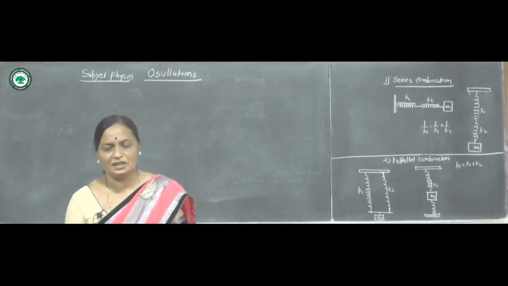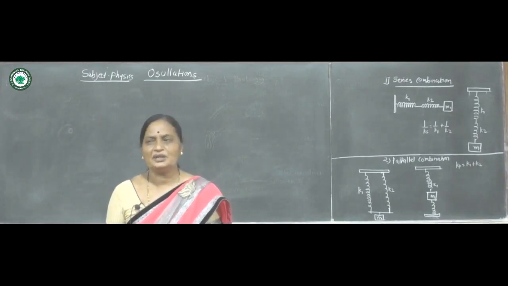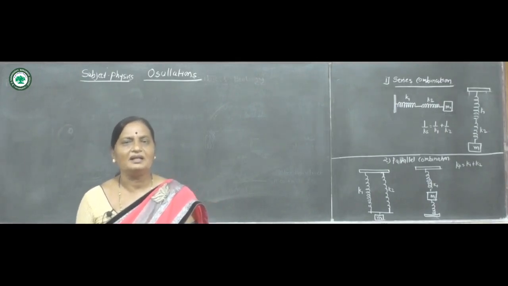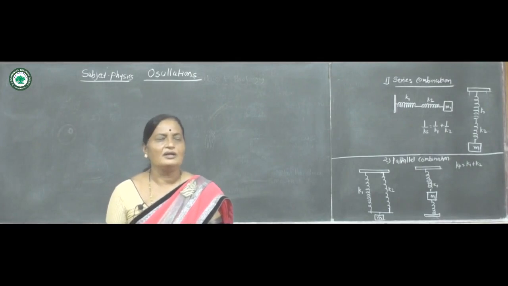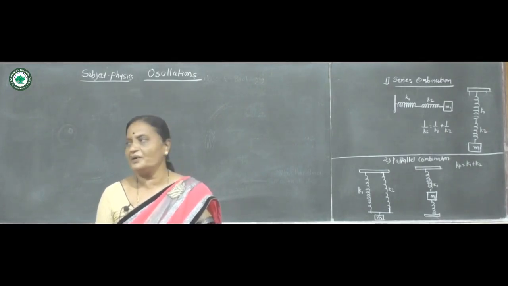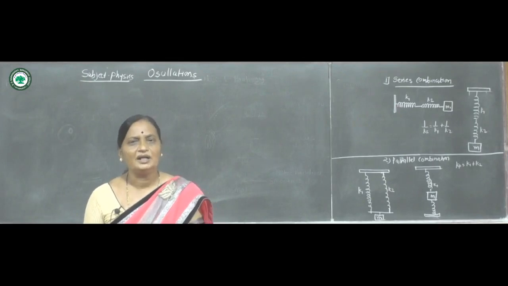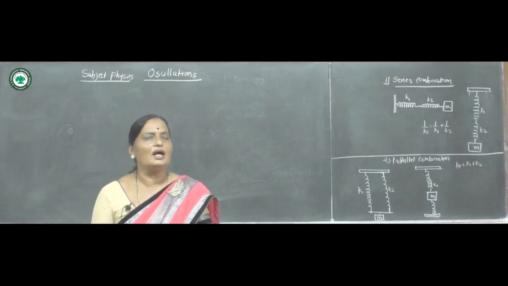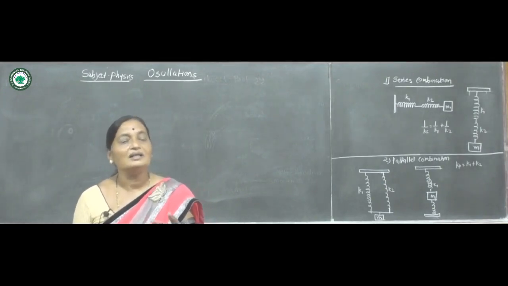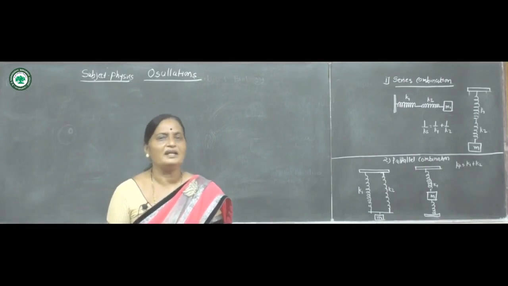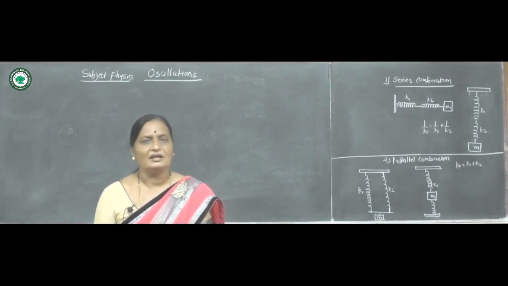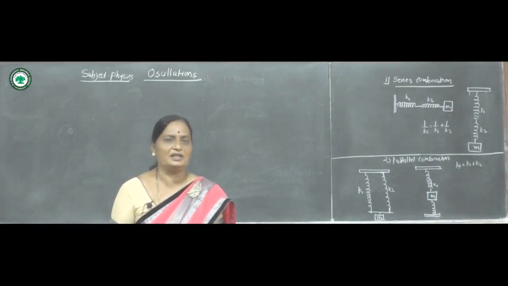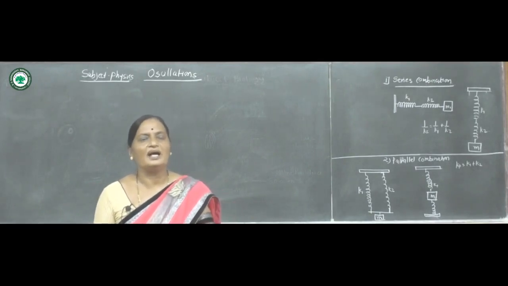Now oscillatory motion. Oscillatory motion is the motion in which the body moves to and fro along a certain fixed path. Now simple harmonic motion. Simple harmonic motion is the motion which is periodic, in which the object moves to and fro along a certain fixed path, along a straight line. Now there are two kinds of simple harmonic motion: first, linear simple harmonic motion, and another, angular simple harmonic motion.